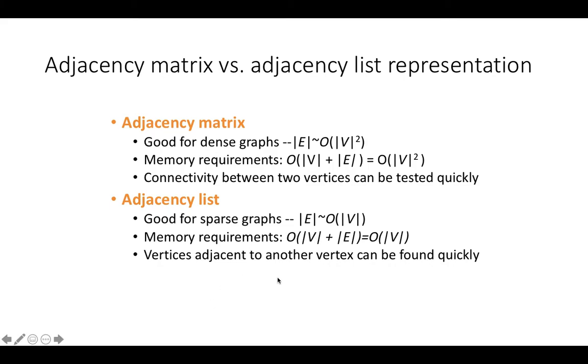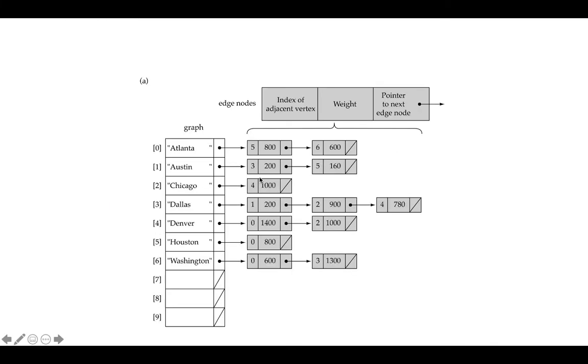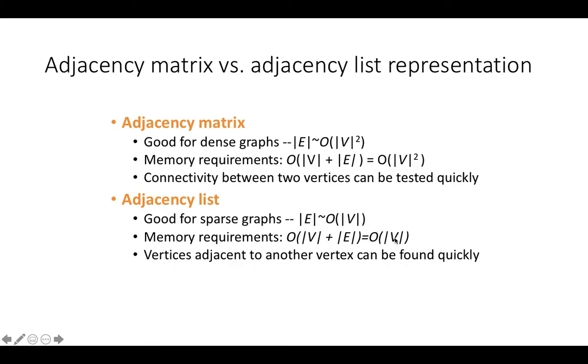The adjacency list is good in the sparse graph. Sparse graph means I don't have so many edges in the graph. And the memory requirement in this case, if I don't have so many edges, then I don't have long lists here. So the memory space will be less, something like big O of V, because I don't store many edges for each node. There are not many adjacent vertices. So in this case, the space is less, which is big O of V.